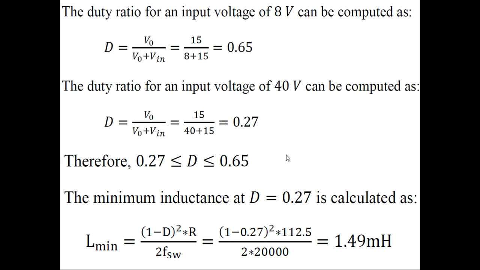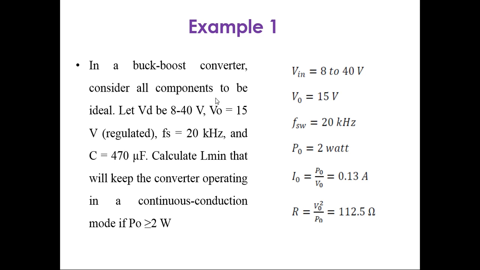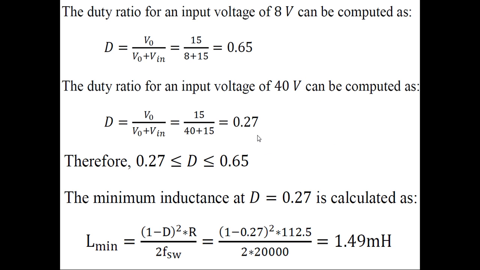Now the duty ratio for input and output voltage: we have the equation D equals V0 upon V0 plus Vin, which is 15 divided by 8 plus 15, so it's 0.65 for 8 volt. For 40 volt it is 0.27, so that is the range of duty cycle. This buck-boost converter from 8 to 15 is in boost mode, and from 40 to 15 it is in buck mode, so we have a huge range of duty cycle, meaning it operates both ways.